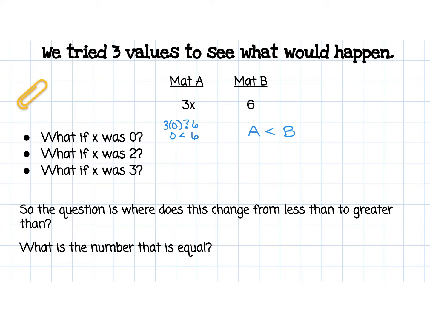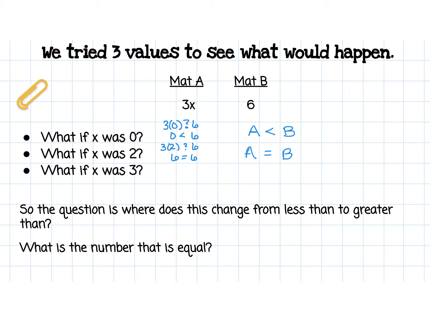When we took a look at if the value of x was 2, again, we took 3 and we substituted the value of 2, remembering that parentheses mean multiplication. And we got 3 times 2, which is 6. And 6 is equal to 6. So if x is 2, then that means mat A would end up being equal to mat B.